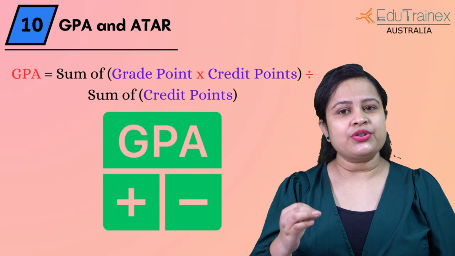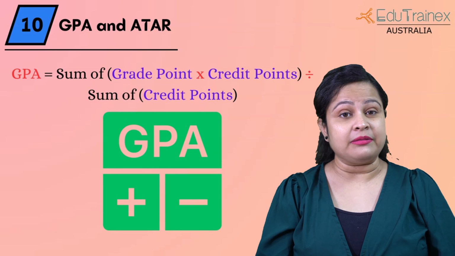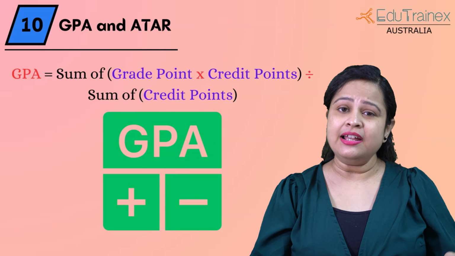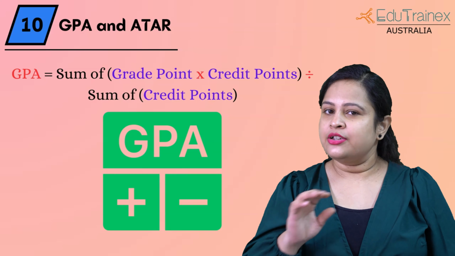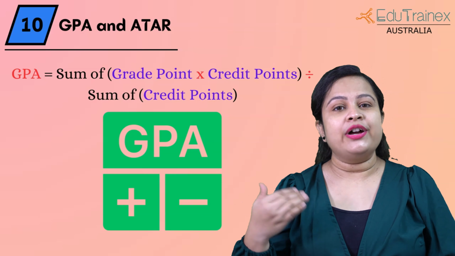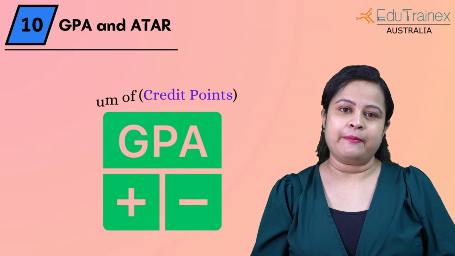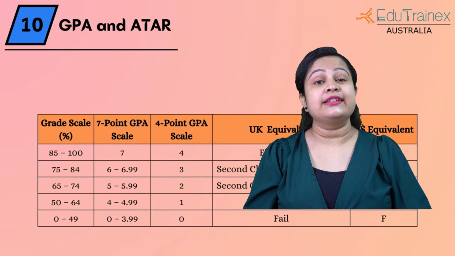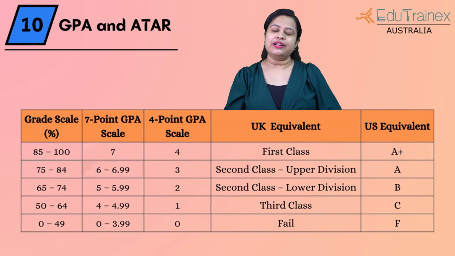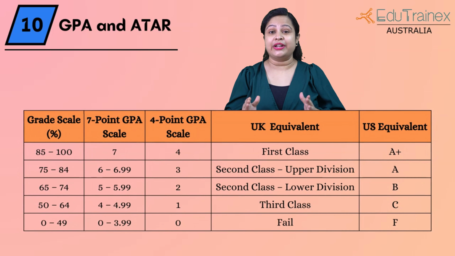So for those institutions in Australia that use the GPA system, there are typically two scales, a 7-point GPA scale or a 4-point GPA scale. Each scale has its own unique characteristics, providing a framework for evaluating academic progress. So here is a table about the GPA scale system in Australia. I hope by now you have got a clear understanding of the Australian grading system.